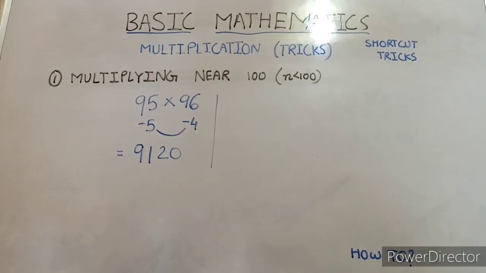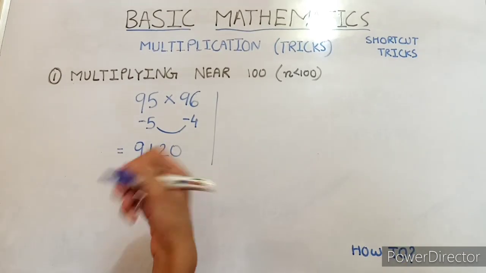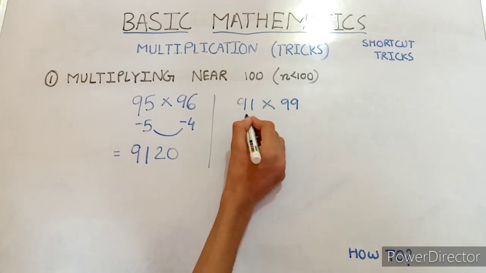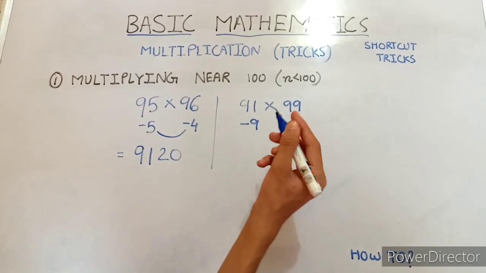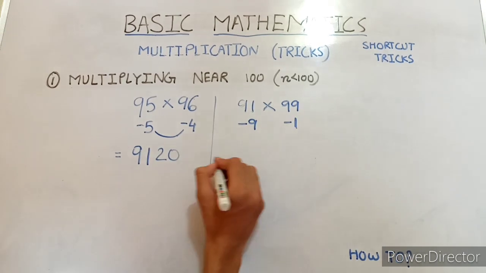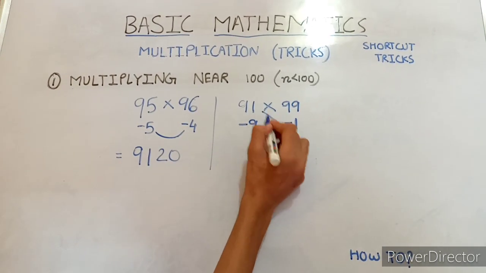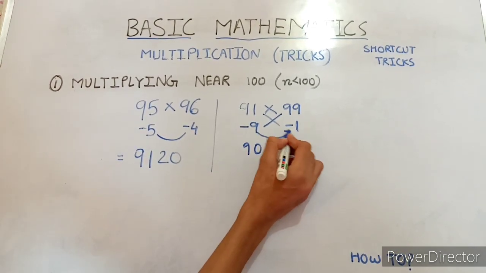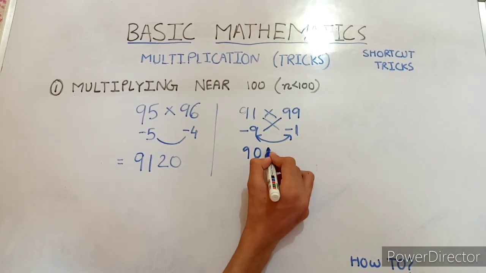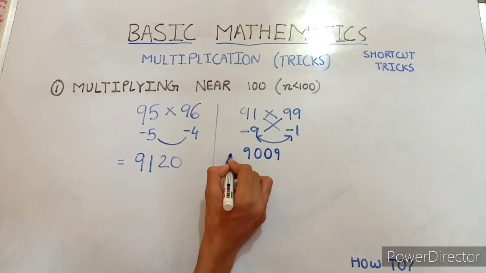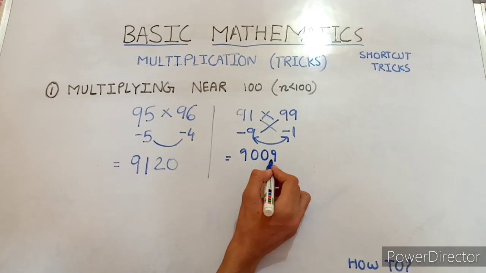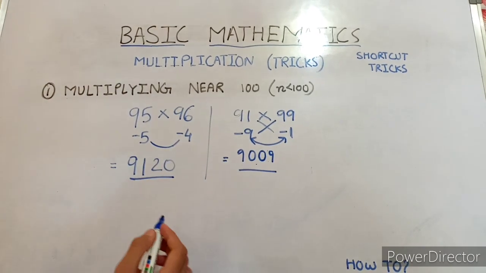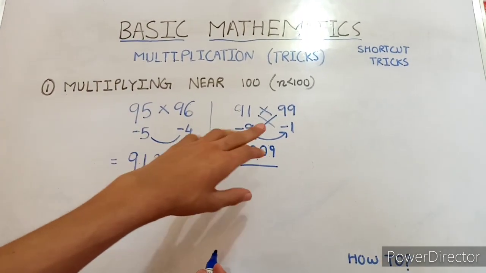Let's see another example. Now let us take 91 into 99. So now 91 is how much less? Minus 9. Do it quickly. 99 is minus 1. Then what we have to do is subtract this from this, or this from this. So when we subtract, we get 90, and then multiply them both. 9 ones are 9, but you have to add a 0 before 9. If there is only one digit, then you have to add a 0 before the number. So this was the first trick when the number is smaller than 100.